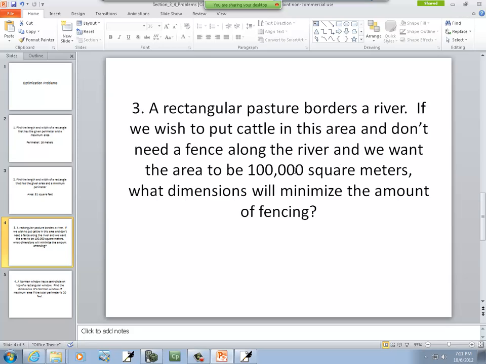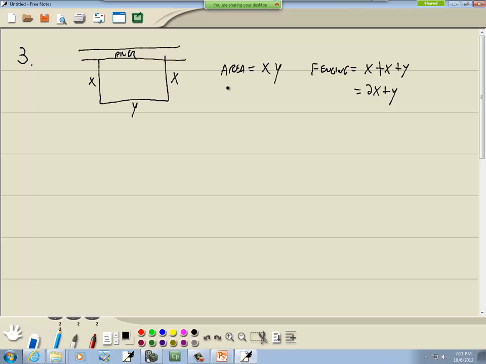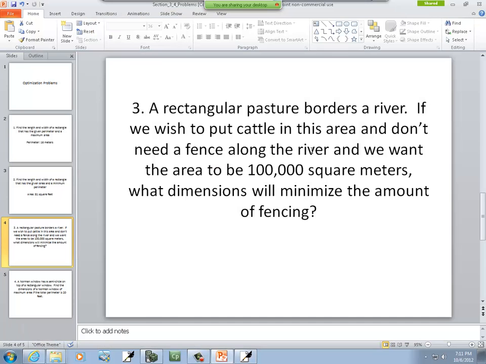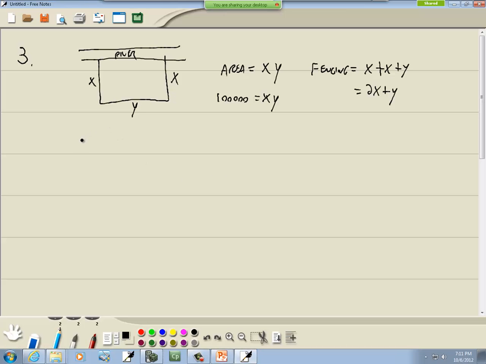Okay, and it says we want the area to be 100,000 square meters. So they're giving us area is 100,000. And what dimensions will minimize the amount of fencing? So we want to minimize the fencing, and I'll label as F. So we got F is equal to 2X plus Y.